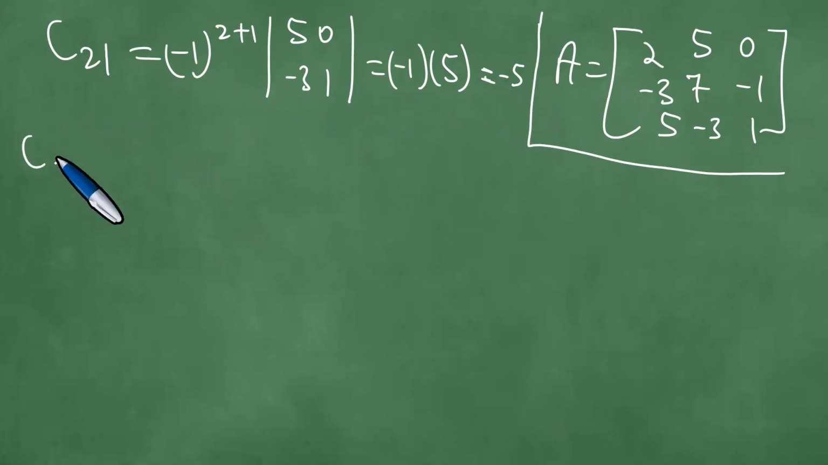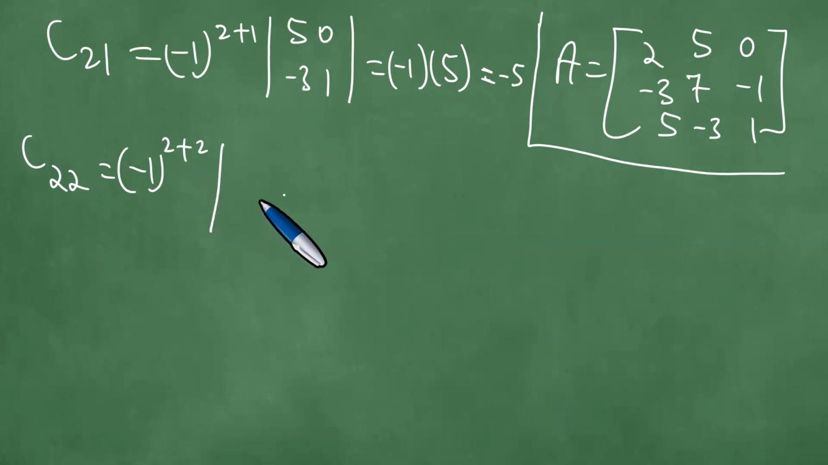Then you have C22, which is minus 1 to the power 2 plus 2. Okay, 2, 2 is this one, which means we block this row and that column. We'll have 2, 0, 5, 1. Okay, this is positive, and therefore 2 by 1 is 2.